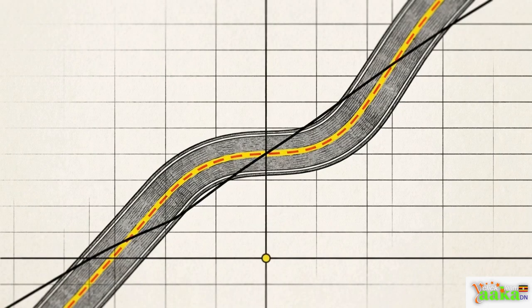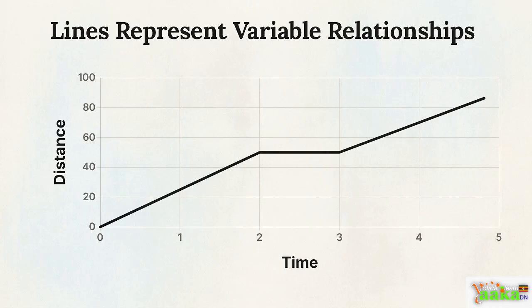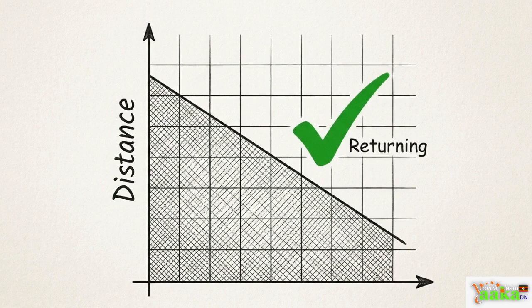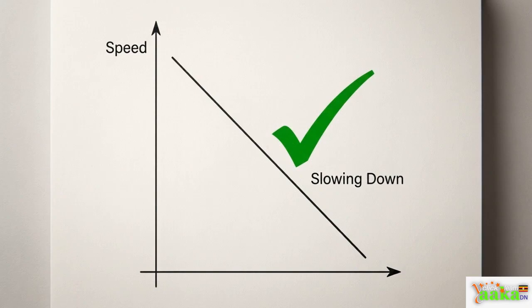As you analyze these grids, keep in mind that the line you are looking at is not a drawing of the physical road. It is a mathematical relationship between two variables. If a line slopes downward on a graph, it does not mean the vehicle is physically driving down a hill. On a distance graph, it means the vehicle is returning. On a speed graph, it means the vehicle is slowing down.